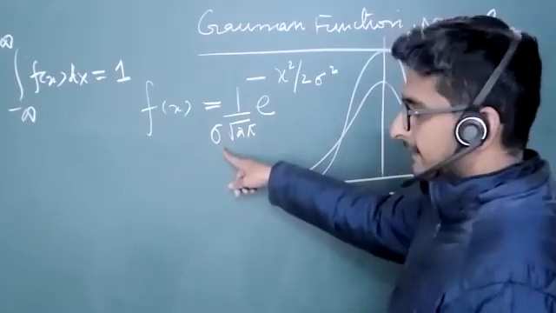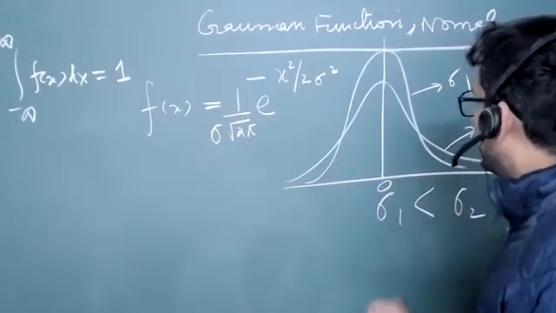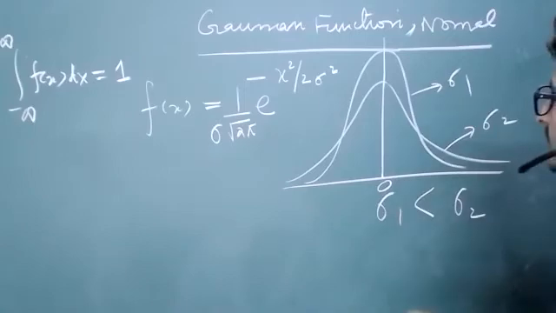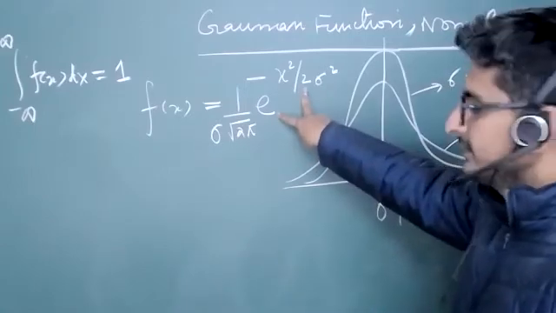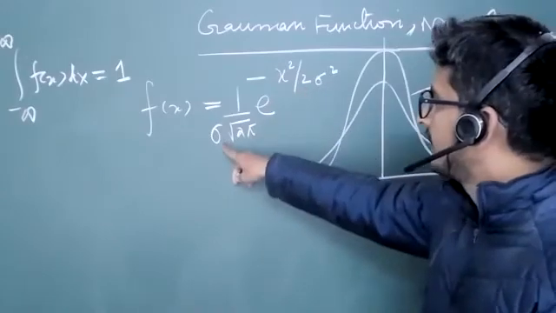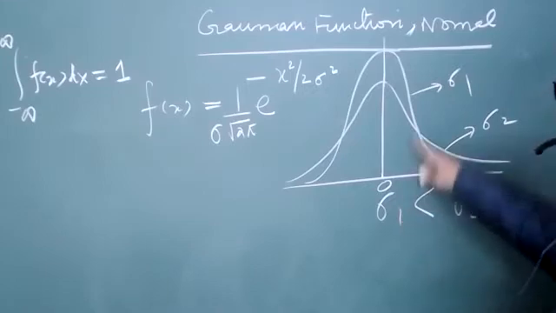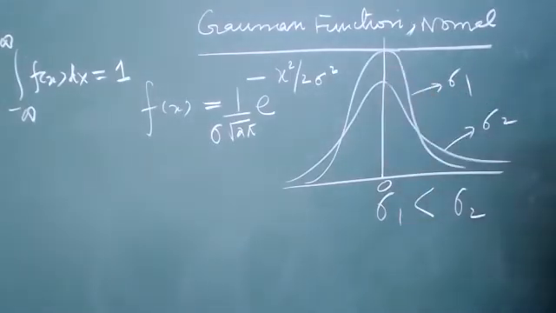Please see. So let us check the value at 0 first of all. What will happen at 0? At 0, this term will become 1. So the height of the function will depend on 1 by sigma. So that means smaller sigma will be at greater height. Are you getting it or not? Everybody? Yes, sir.